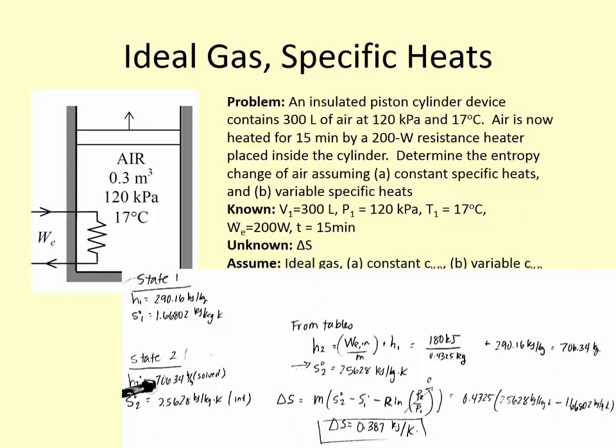Kilojoules per kilogram, sorry. Kilojoules per kilogram. No, it's not a mass, sorry. No, H2 was solved using this equation. So H2, I can write that out. H2 is equal to the electrical work in divided by the mass plus H1. It was solved. And then using that solved value, we interpolate to find the equivalent value on the same line of the table for this SO2.